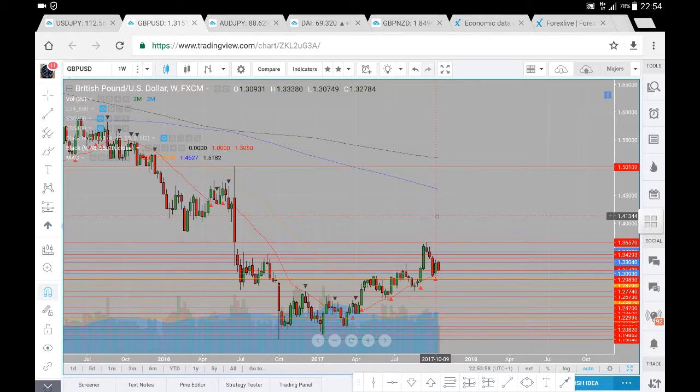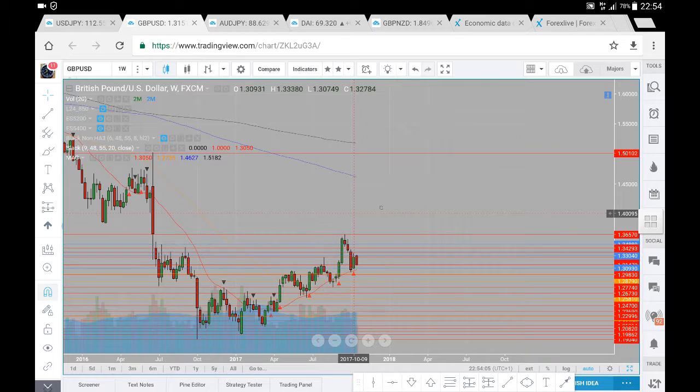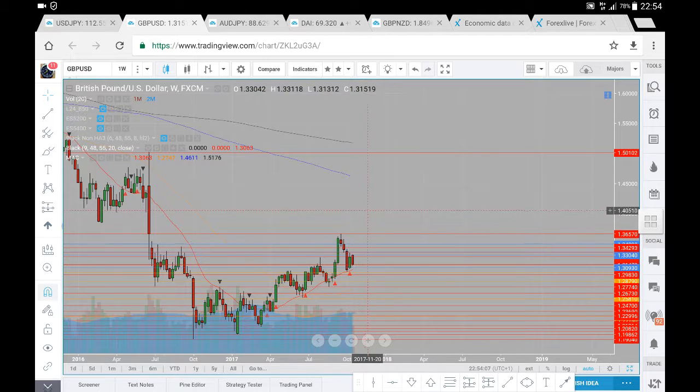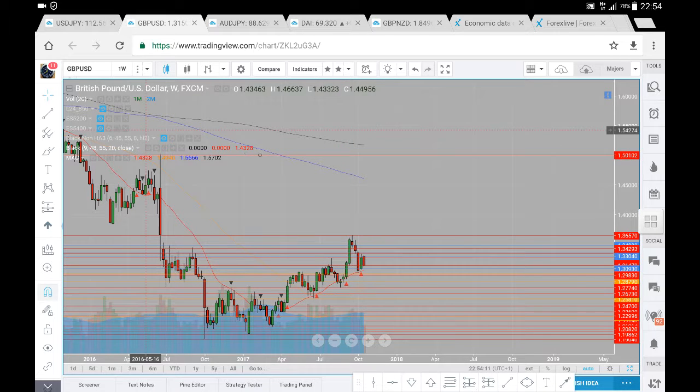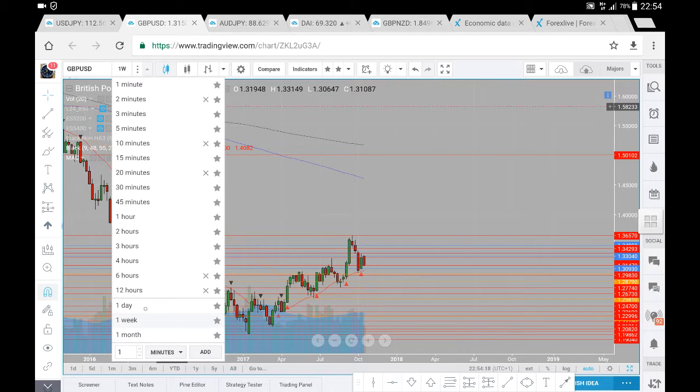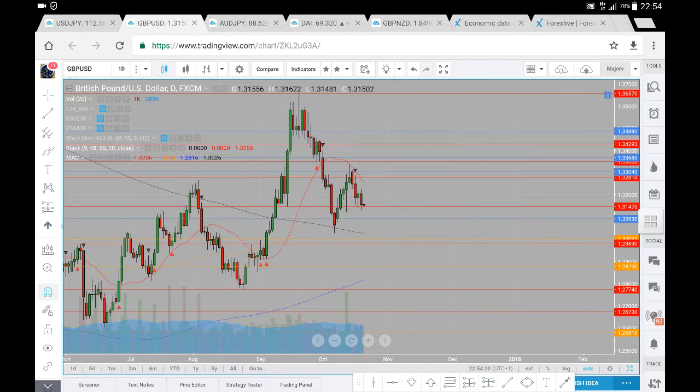The low of the month so far, 130.27, before moving on to the 130 round number. So let's have a look at the daily time frame, see how prices have developed.